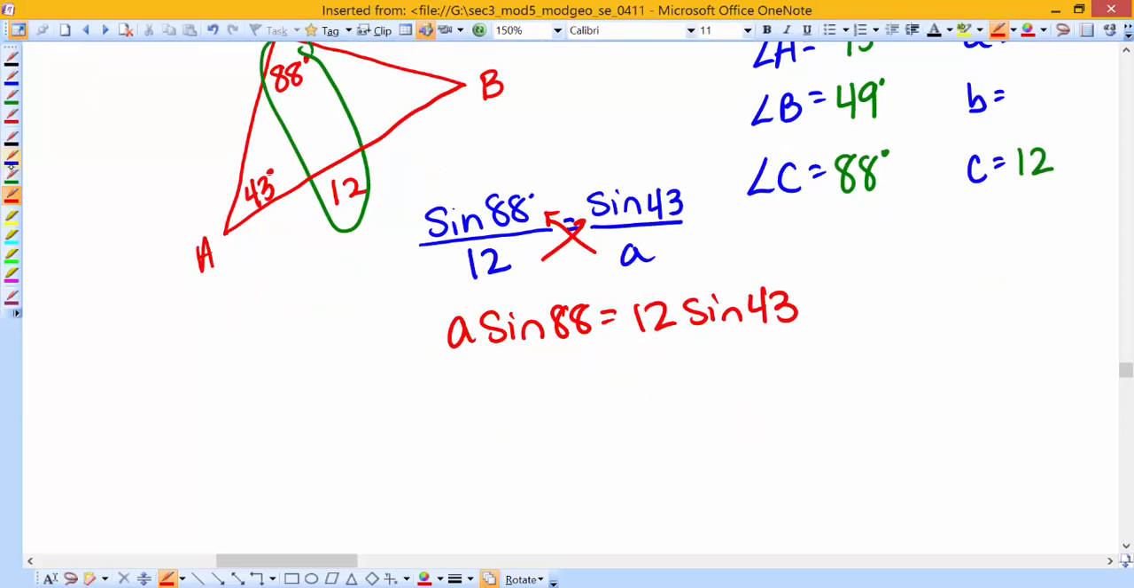Now I want to get A by itself. To get A by itself, it's A times the sine of 88. So the inverse is to divide by the sine of 88.